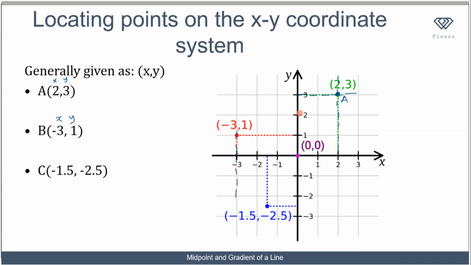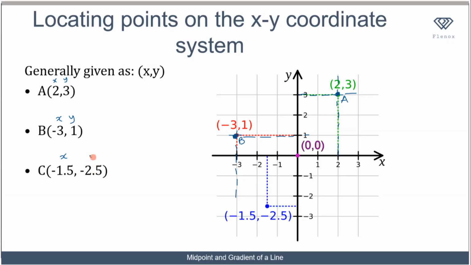So I'll look for the value of 1 at y, and that lies here. Then I'll draw a horizontal line passing through 1. Now the point of intersection, this point over here, is the point of coordinate minus 3, 1. And this point is point B.